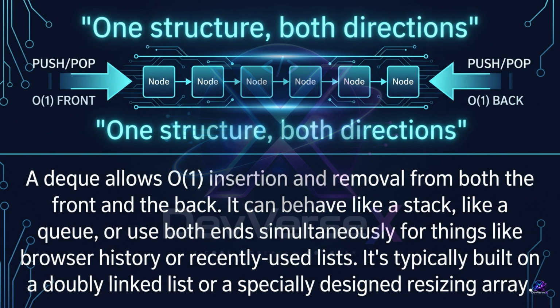A deque allows O(1) insertion and removal from both the front and the back. It can behave like a stack, like a queue, or use both ends simultaneously for things like browser history or recently used lists. It's typically built on a doubly linked list or a specially designed resizing array.